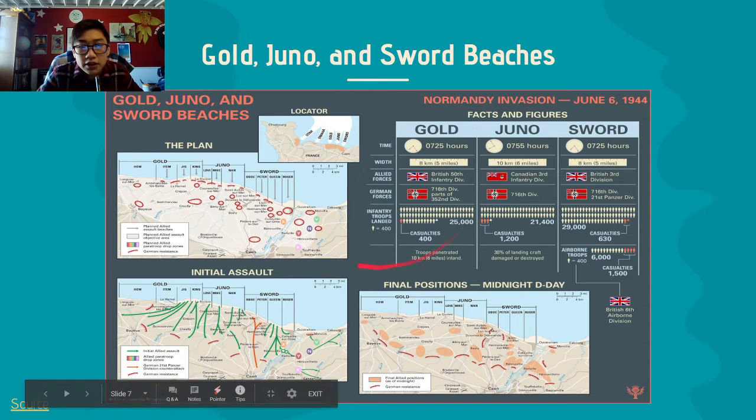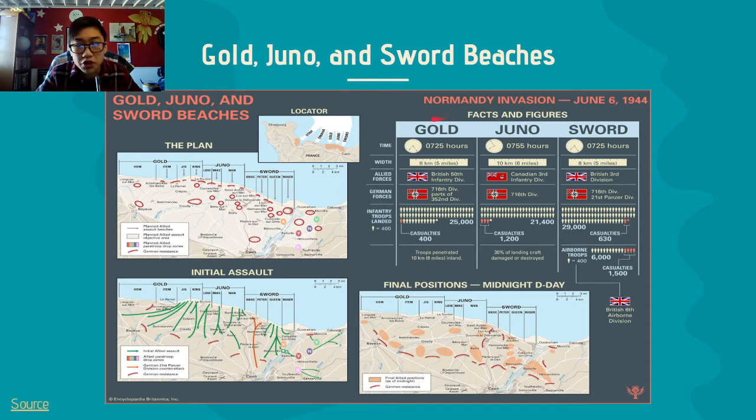And here you can see the facts and figures for each beach. For Gold Beach, it took 7.25 hours. It is 8 kilometers wide, or 5 miles. It included the British 50th Infantry Division going against the 716th Division and parts of the 352nd Division. So up to 25,000 infantry troops landed. We only had 400 casualties, which is pretty good.